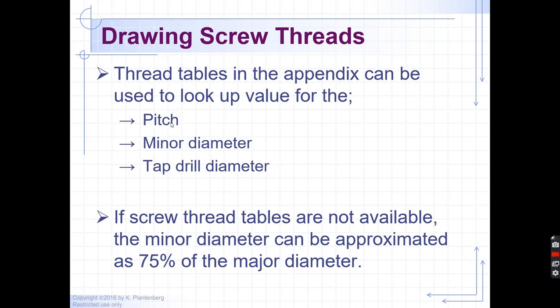Okay, thread tables are used to look up the values of our pitch, our major and minor diameter, and tap drill diameter. If you don't have screw thread tables available, the minor diameter is approximately 75% of the major diameter.